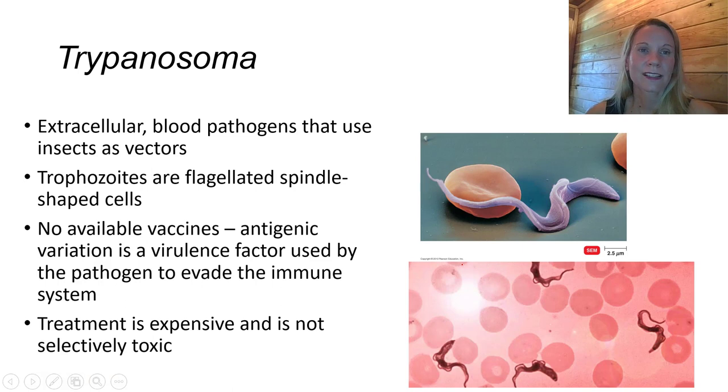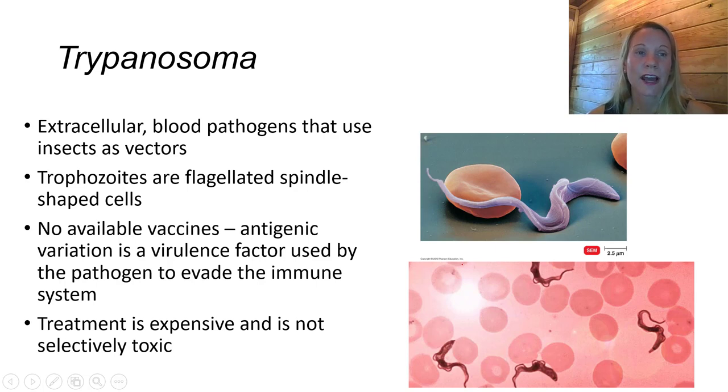Okay, so now we're going to transition to blood pathogens. So these are parasitic protozoans that infect the blood and are transmitted by insect vectors. So there are two groups we're going to look at. First, we'll look at parasites within the genus called Trypanosoma. Sometimes they're just referred to as trypanosomes. So trypanosomes are transmitted by a couple of different insect vectors. We'll take a look at the specific insects in a moment here.